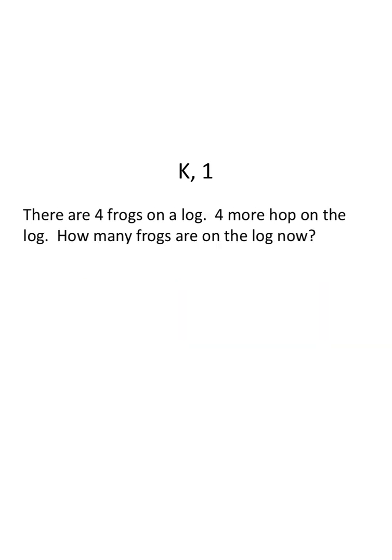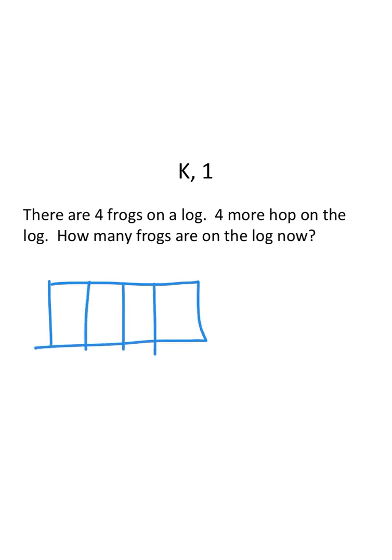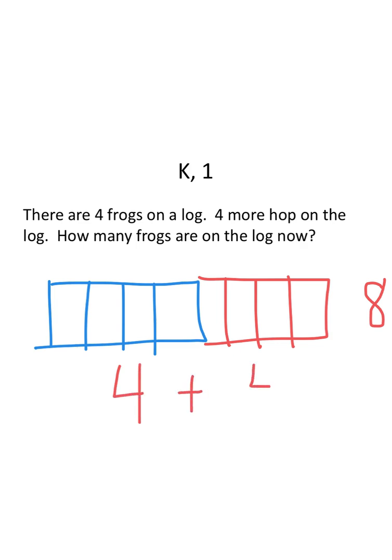All right, there are 4 frogs on a log. Get out those 4 little frog erasers. And then 4 more hop on the log. And we have 8 total because 4 plus 4 equals 8 frogs. When kindergarten and first grade teachers do this, they're actually teaching the beginning of bar modeling or tape diagrams.